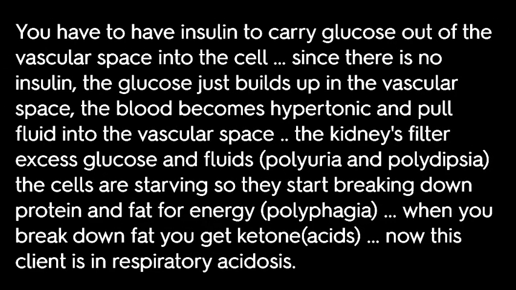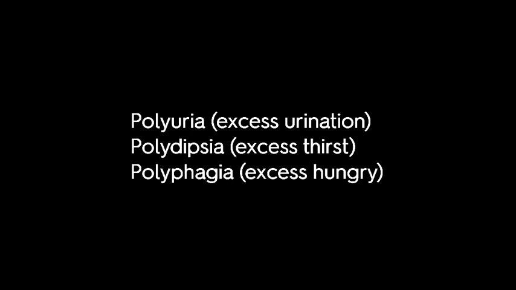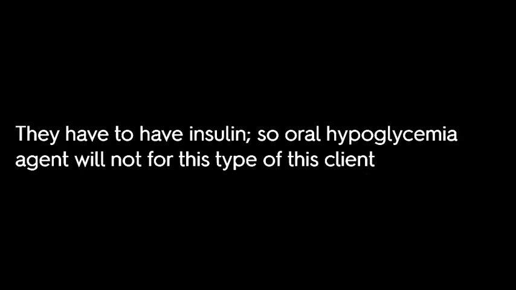What's the patho behind type I? Signs and symptoms of type I: polyuria, polydipsia, polyphagia. Polyuria, think what first? Shock. Hyperglycemia equals the 3 P's. Type I treatment: they have to have insulin, so oral hypoglycemic agents will not work for this type of client.